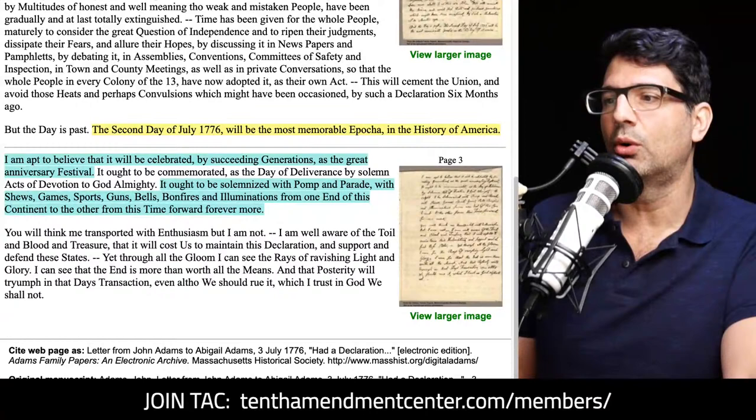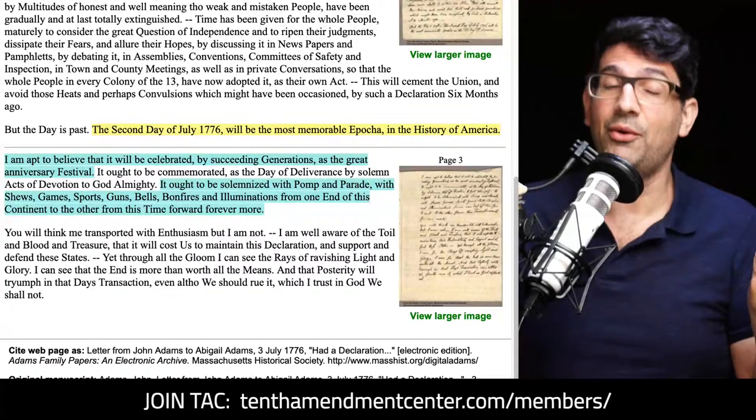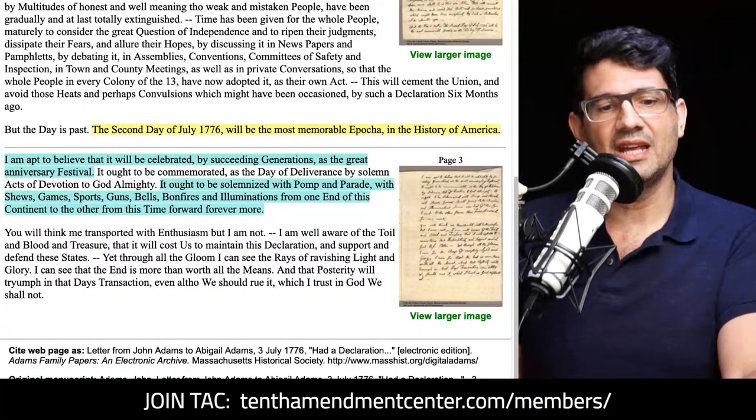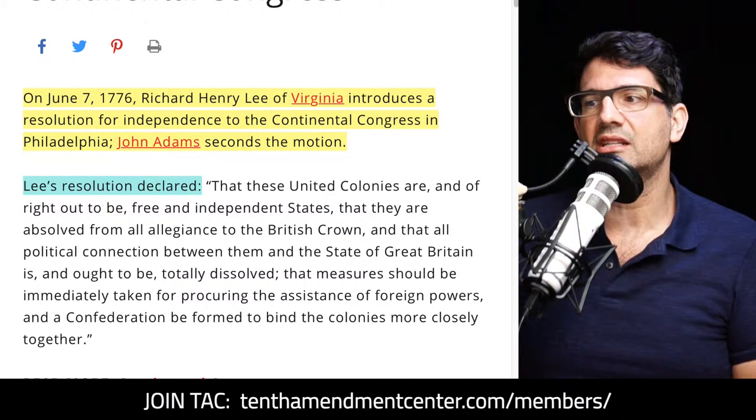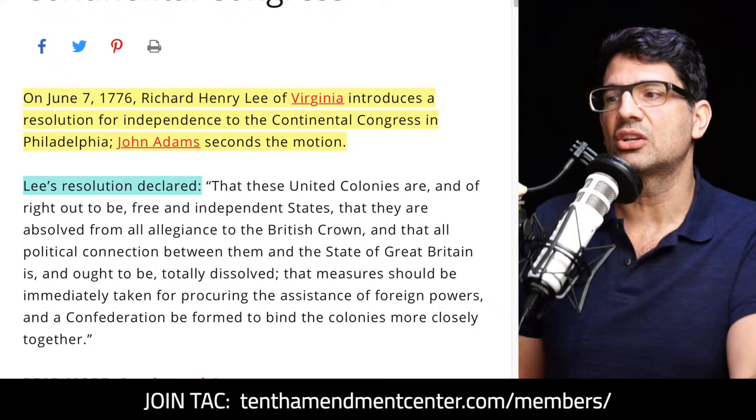He was predicting Independence Day celebrations, what they call today Happy July 4th, without actually knowing the history. He thought July 2nd was the day that we were going to remember. And why was that? Well, today in history, on June 7th, 1776, Richard Henry Lee of Virginia, and this is from history.com, introduced a resolution for independence to the Second Continental Congress in Philadelphia.